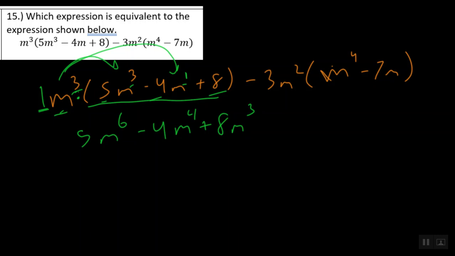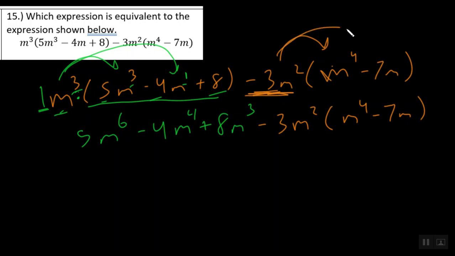Now, I am not going to distribute this for you. You should be able to distribute this on your own. The one thing that I'll write is that, yes, you do have to do the negative 3m squared times m to the 4 and the negative 3m squared times negative 7m. And I'll let you all finish it out from there. All right, we've got one more example. Let's move on to problem 16.